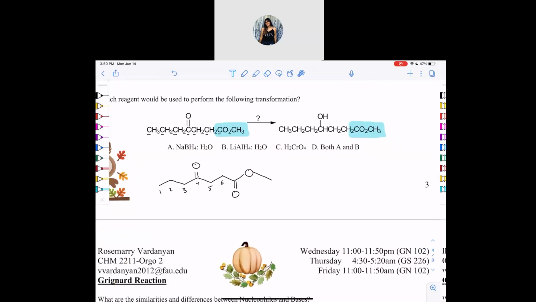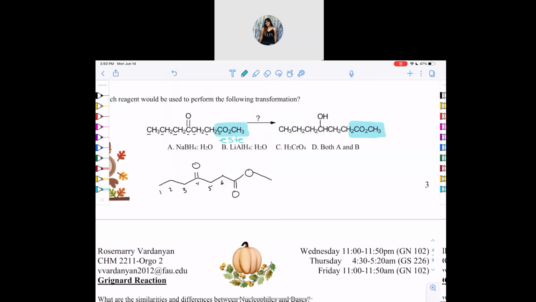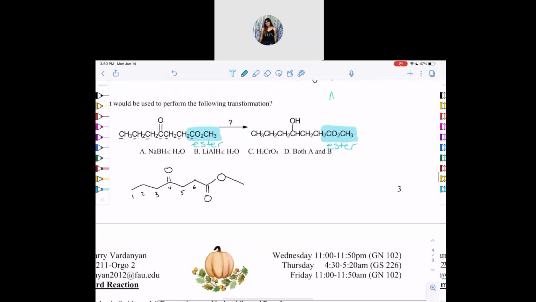So it's not a carboxylic acid. It's very similar. It's a what? Ester, exactly. So we're going to say ester. And it's exactly the same here, so it's going to be an ester. A carboxylic acid would be CO2H. So very close. Sorry, my screen keeps being stupid.